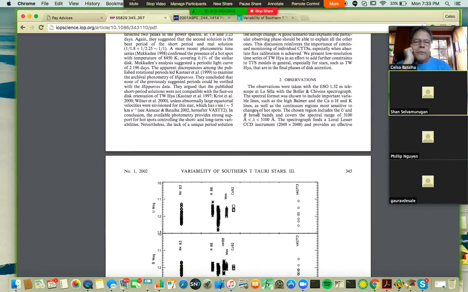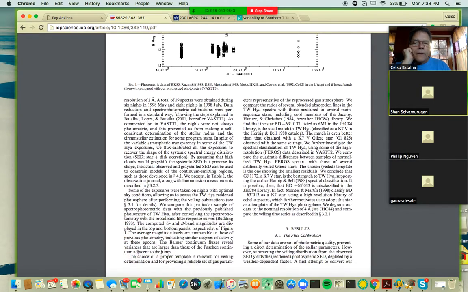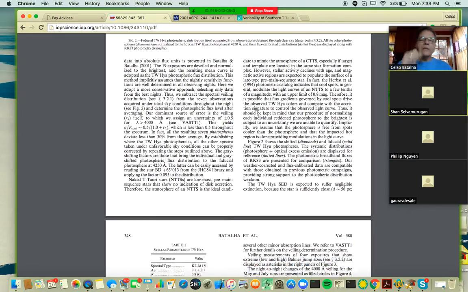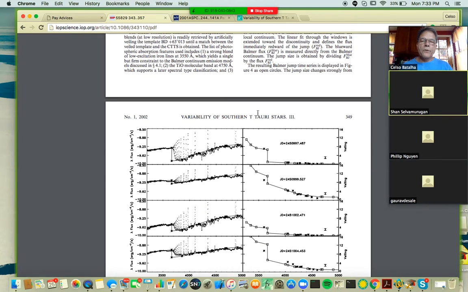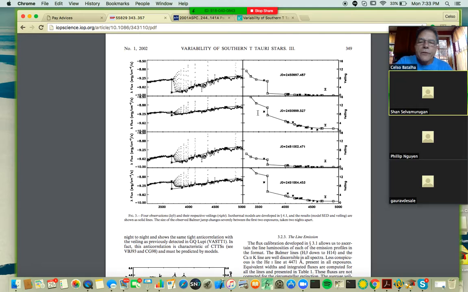So this paper is on one star called TW Hydra. It's a T Tauri star, and in this paper what we did was take a continuum. This is pretty much spectroscopy, but spectroscopy of low resolution. In this plot, you have wavelength from 3,500 angstrom to about 5,000 angstrom, so it's pretty much in the blue region.